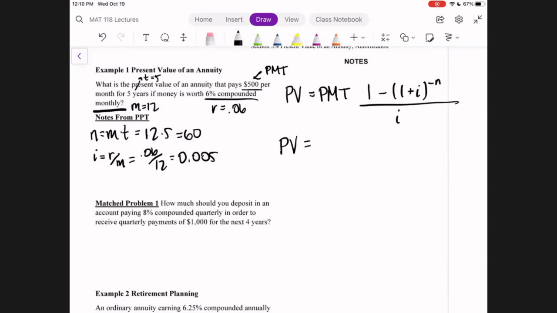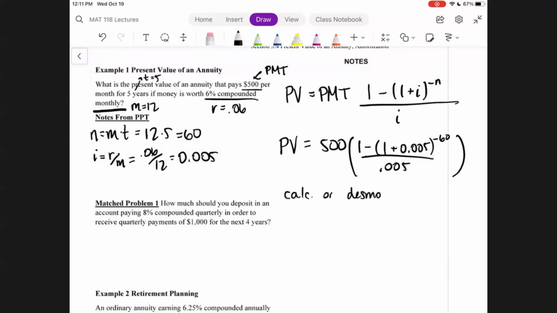So your present value will be 500. Then put parentheses, 1 minus parentheses 1 plus 0.005 to the negative 60 over 0.005. So then you just need to use your calculator or Desmos. So you should come up with the present value should be $10,345.11.